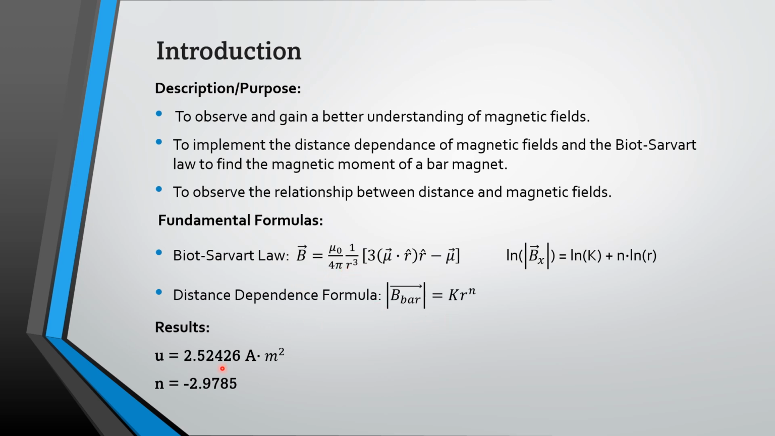The results were mu equaled 2.52426 amps times meters squared, and N value equaled negative 2.9785.